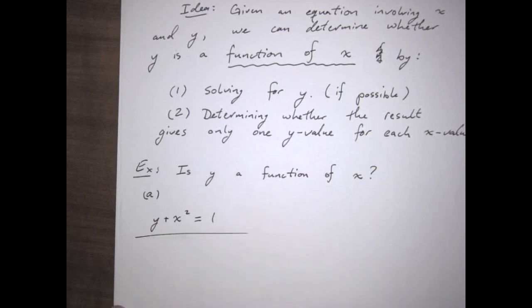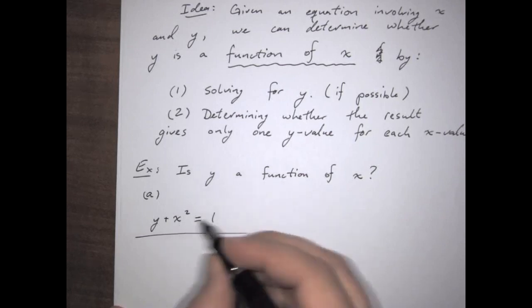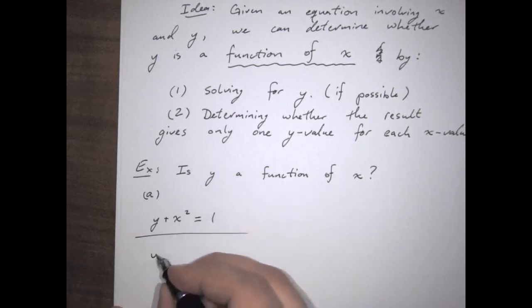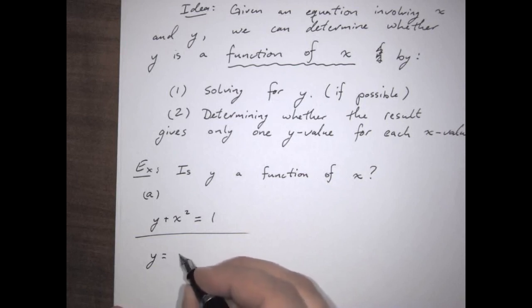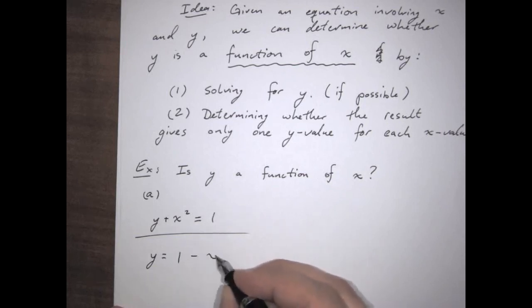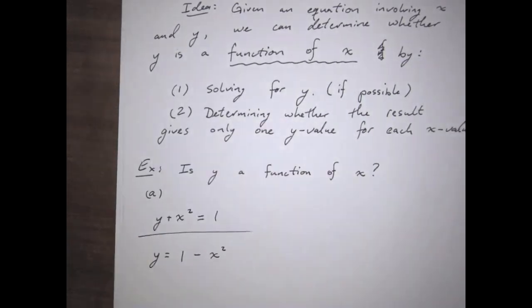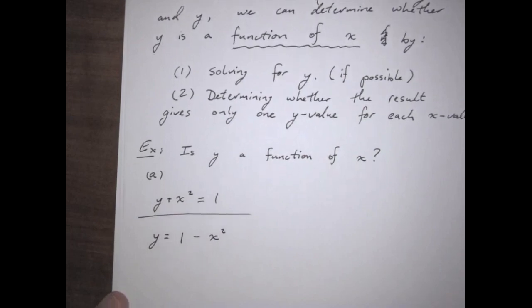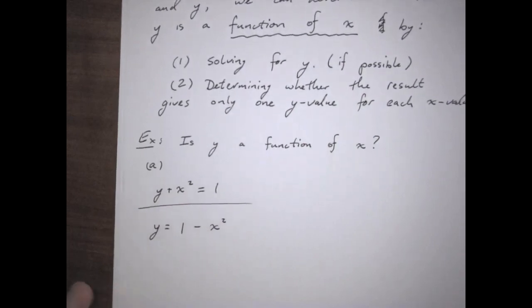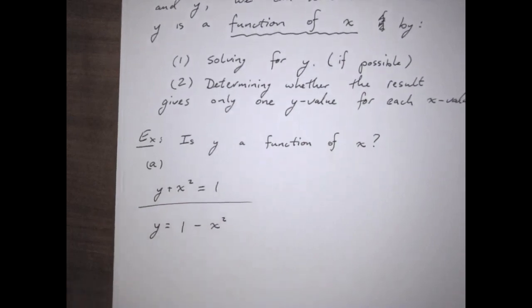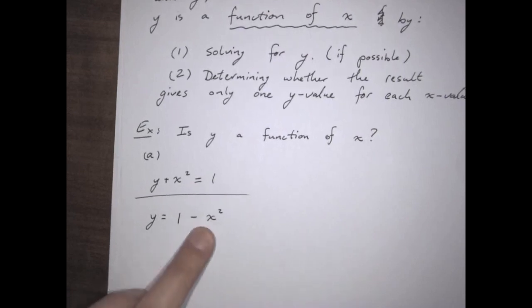To do that, we look at this equation, and to get the y by itself, it's going to be no more than just subtracting an x squared from both sides. So what that's going to look like is y is going to equal 1 minus x squared. All right, step 1 accomplished. We have found that y can be isolated pretty easily. And now the question is, will each value that we plug in for x produce only a single value for y?